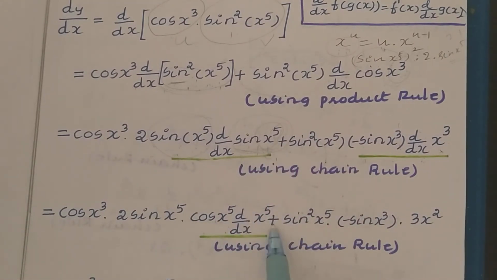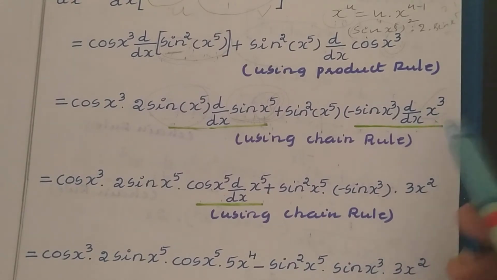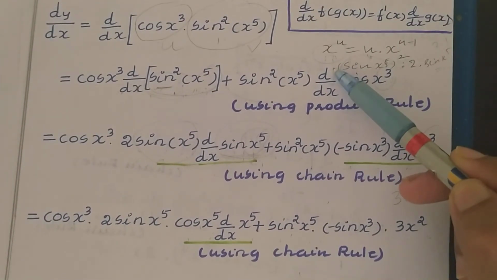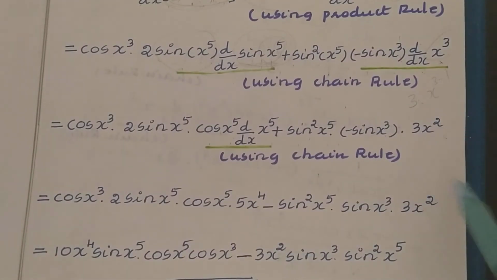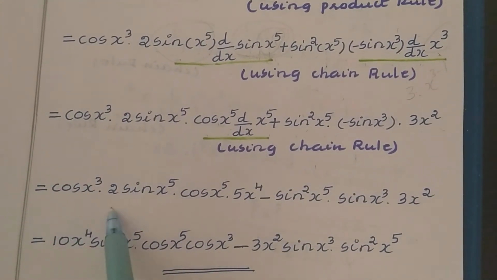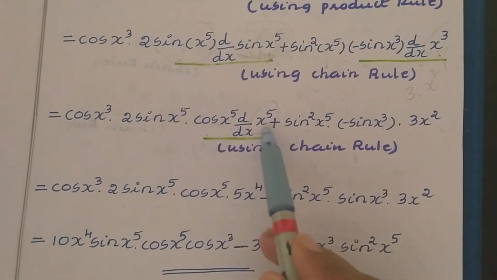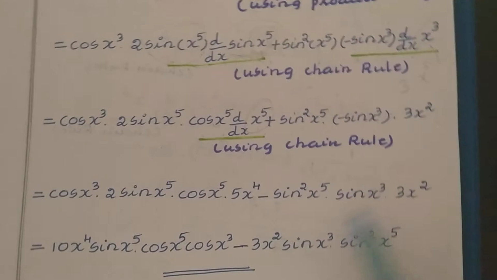So d by dx of x to the power 5 plus sin square x to the power 5, then minus sin x cube, then derivative of x cube. Here derivative of x cube is nothing but 3 into x to the power 3 minus 1, that is 3 into x square. This I got by applying this derivative formula, that is the derivative of x to the power n is equal to n into x to the power n minus 1. Next again here we get the answer cos x cube into 2 sin x to the power 5, then cos x to the power 5, then this derivative is 5 into x to the power 5 minus 1, that is 5 into x to the power 4, minus the remaining value.